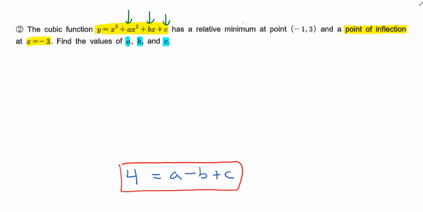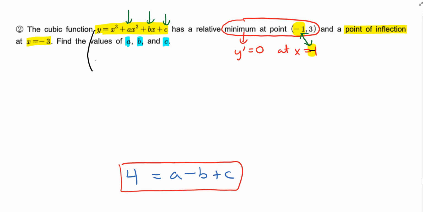Now, another thing that you have to recognize is that when you're given a minimum point at the point -1, 3, this means that the first derivative is equal to 0 at the x value of -1. That -1 value is important because it implies that when you have a relative minimum, the derivative is equal to 0 at the x value of -1.